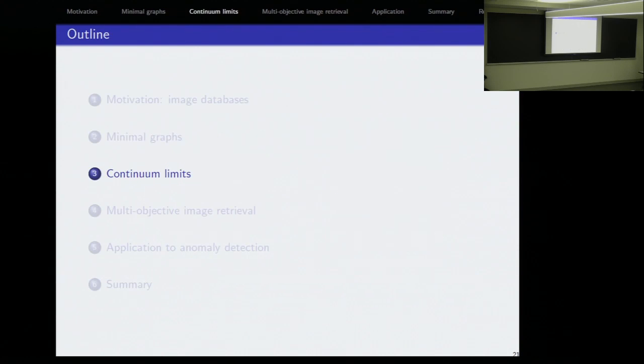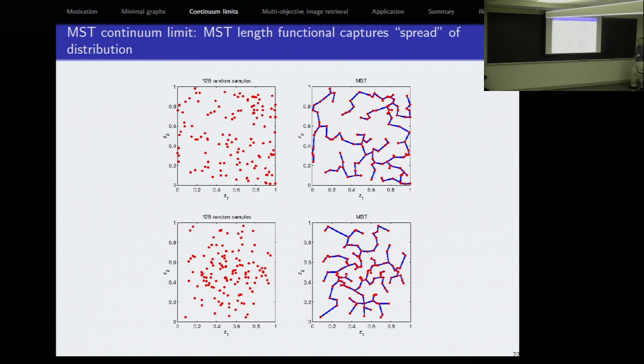So can we explain this lensing effect, this massive, dense field lensing effect? Can we explain how these minimal spanning or k-nearest neighbor graph length functionals behave as you respectively take the limit of the number of features, that is the number of objects in the database, becoming very large? And so that's really the core of the talk.